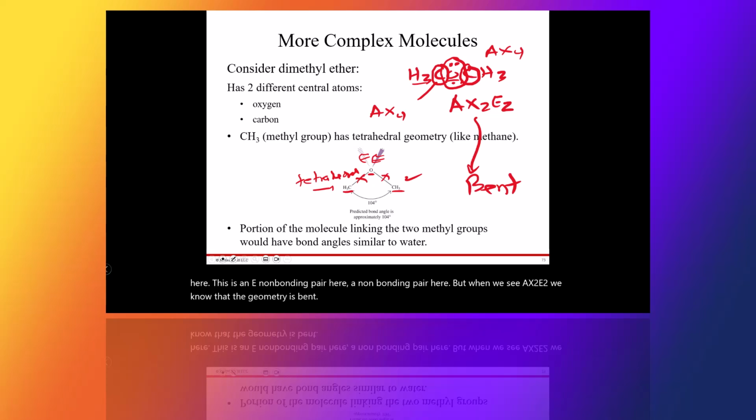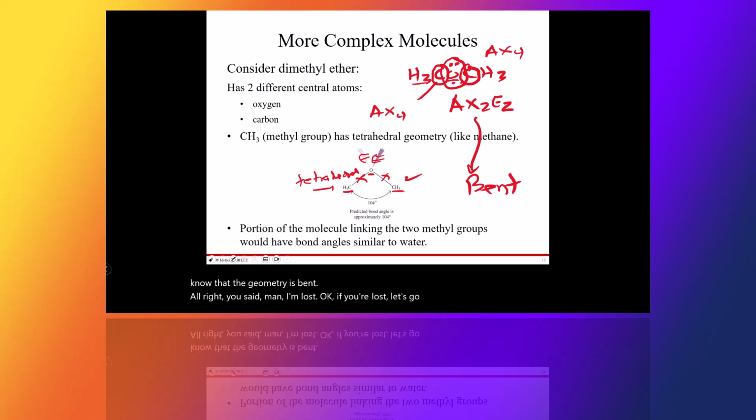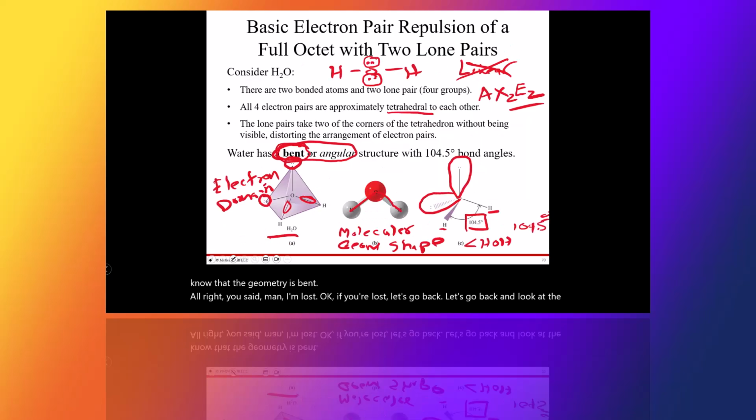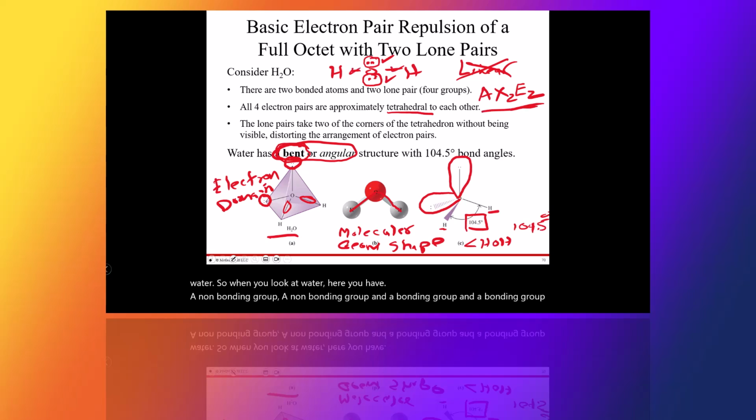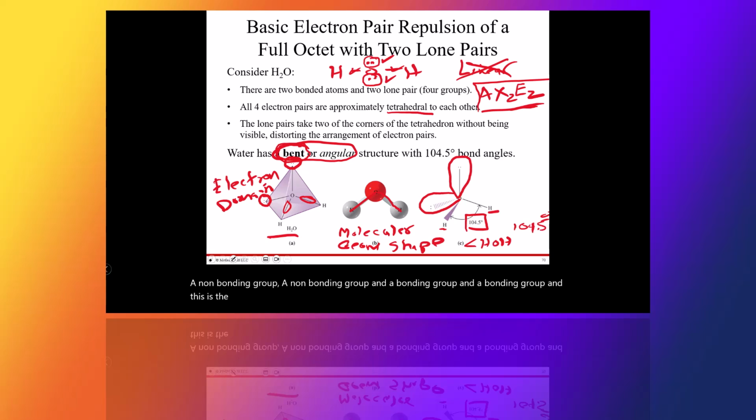All right, and you said, man, I'm lost. Okay, if you're lost, let's go back. Let's go back and look at water. So when you look at water here, you have a non-bonding group, a non-bonding group, and a bonding group, and a bonding group. And this is the electron domain geometry, AX2E2. If it's AX2E2, the geometry is bent. Yes, it takes a tetrahedral electron domain shape.